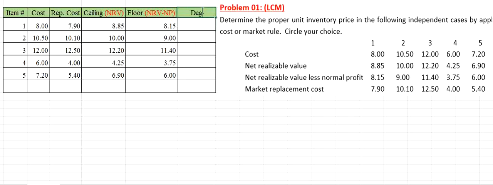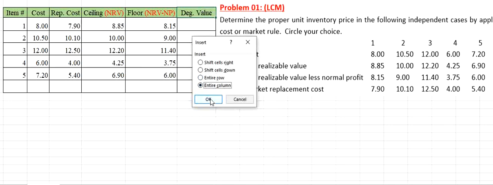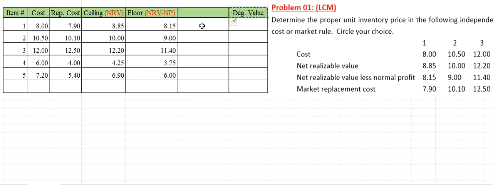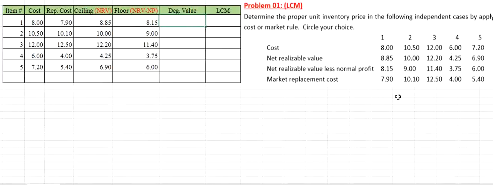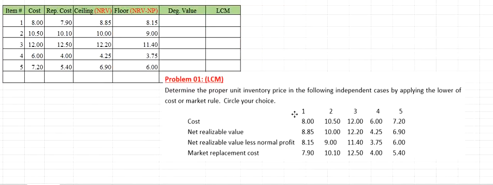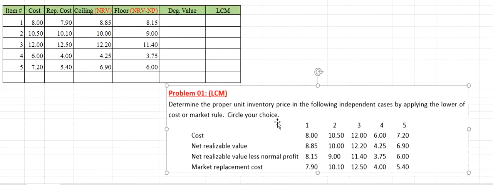After this we are supposed to calculate the designated value. Once the designated values are calculated, then we have to calculate the LCM values here. I will make this column LCM, so sorry for that, and let me zoom out a little bit so that you can see.